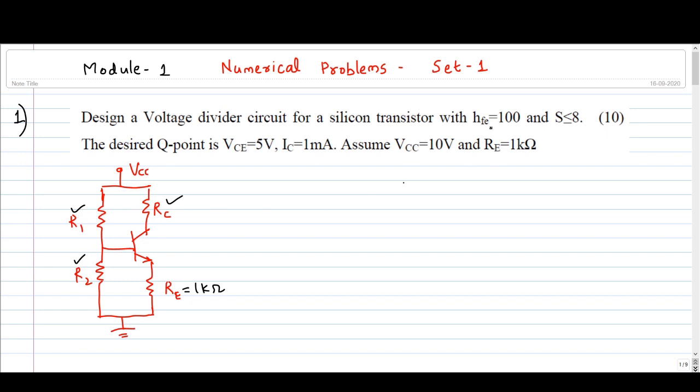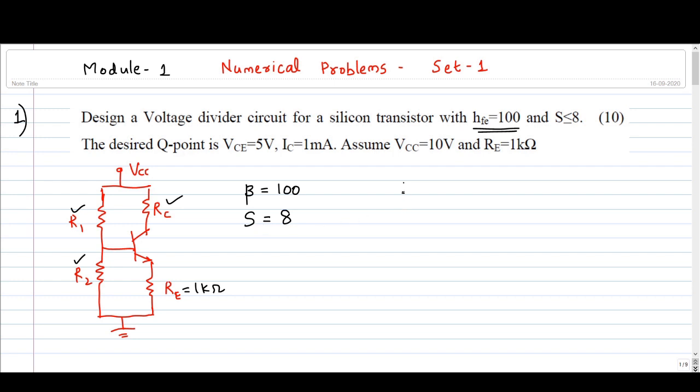So here it is written that HFE is equal to 100. HFE is another terminology used to represent beta of the transistor. So beta is 100. We will see what HFE is in detail when we study H parameters. So beta is 100 for this transistor, and in the limiting case, stability factor S is less than or equal to 8. So we can design the circuit for the limiting case.